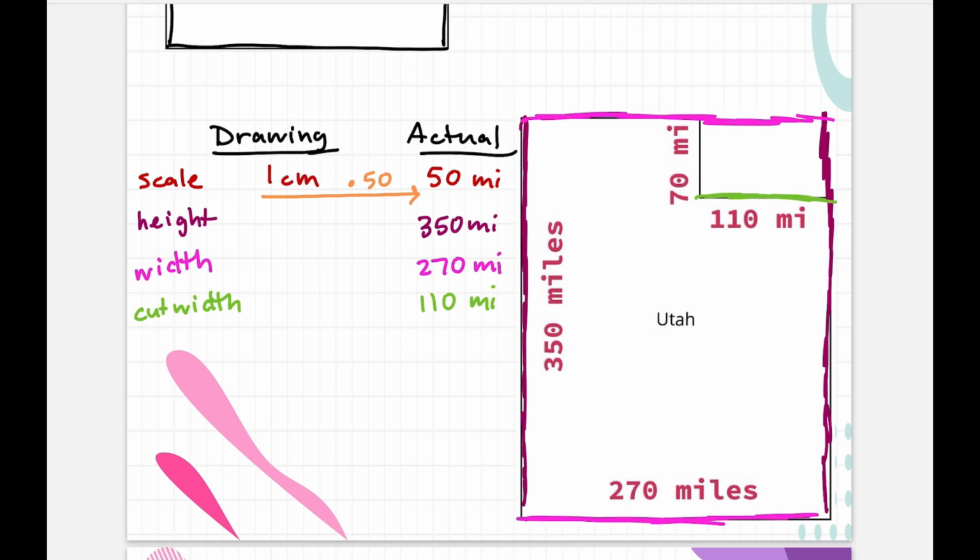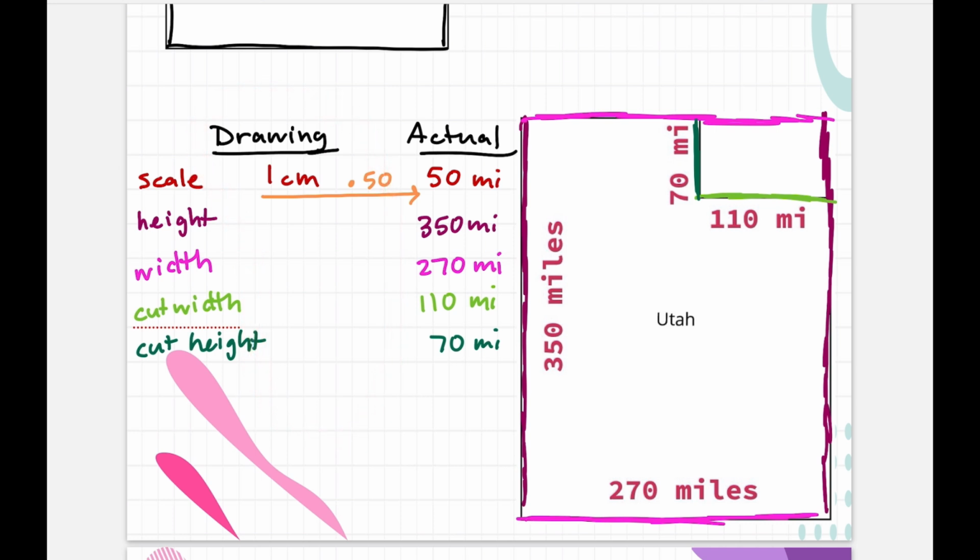And the height that I'm going to cut out is 70. So I'm going to say cut height. And that cut height, again, the actual distance is 70 miles. So it looks like I have all the information for actual. I need to take all the information for actual and figure out how long I need to draw each of those pieces.